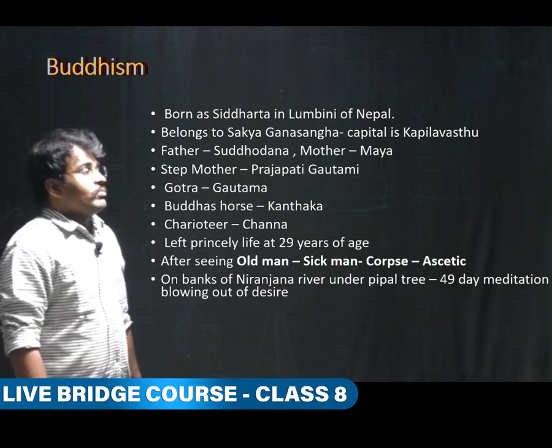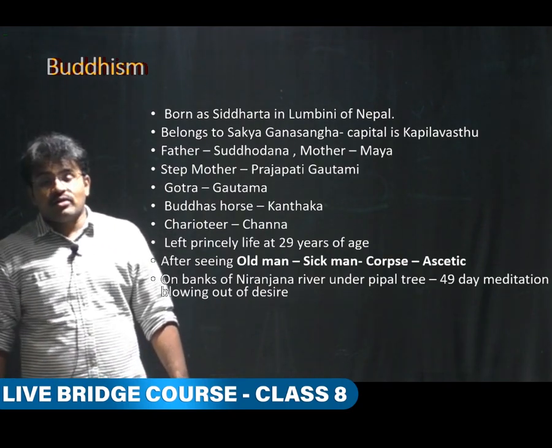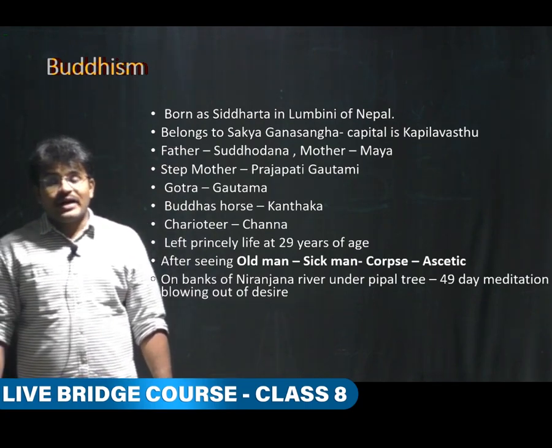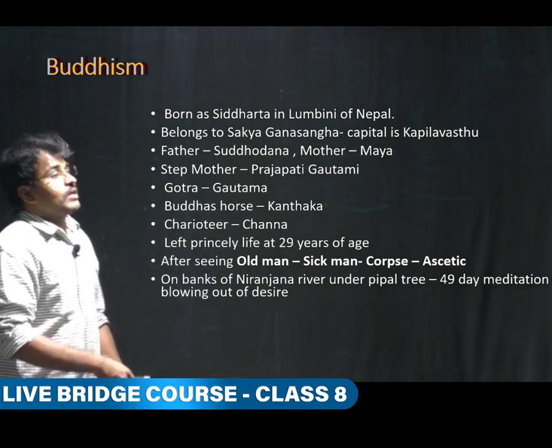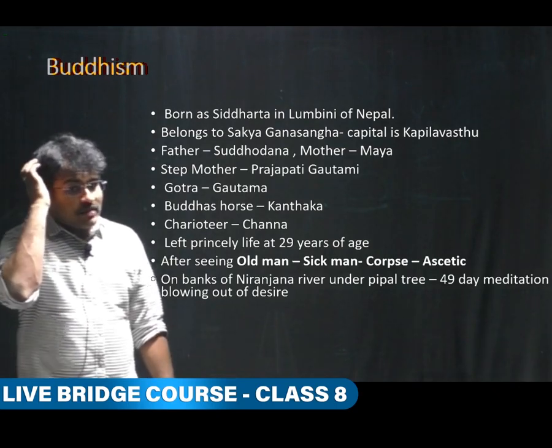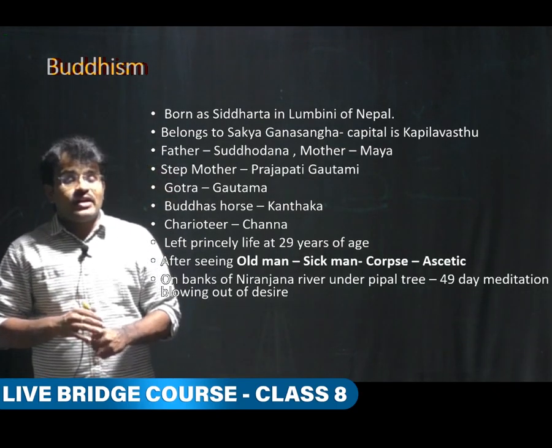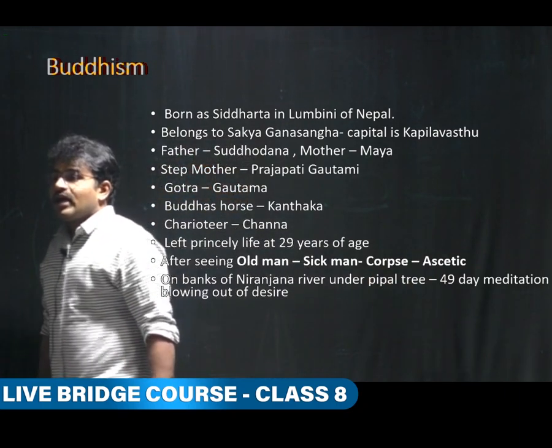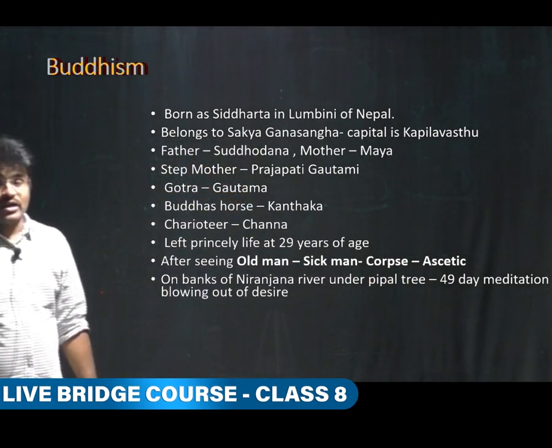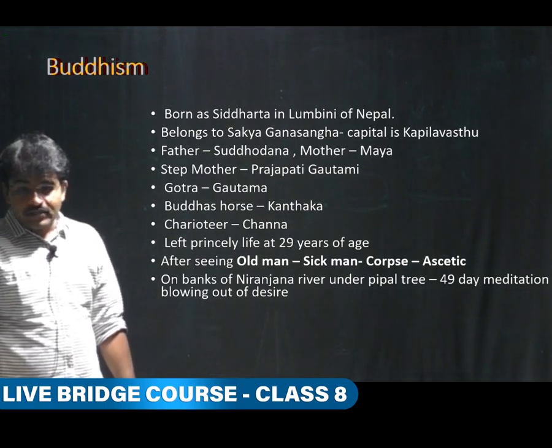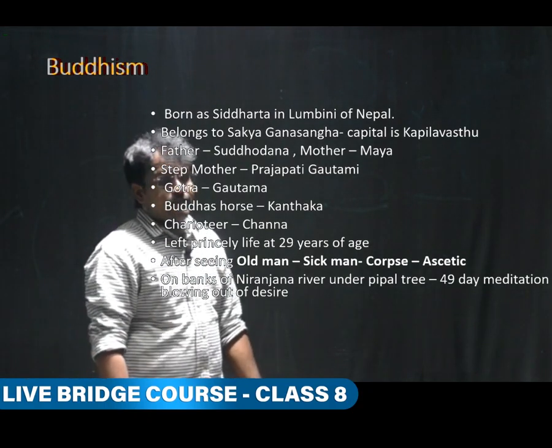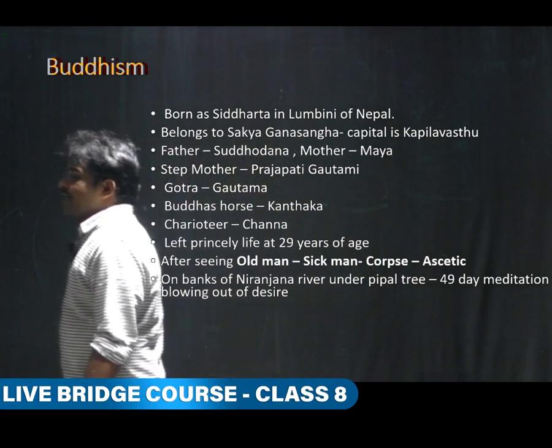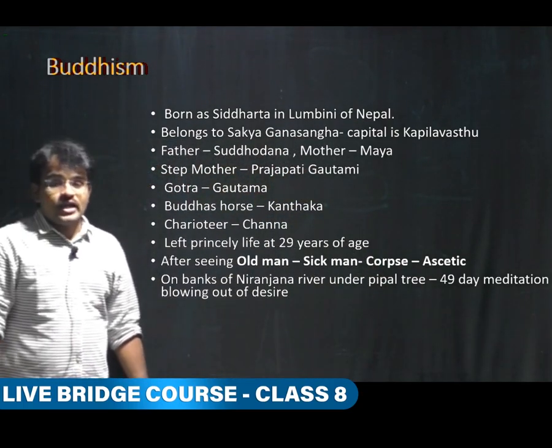By looking at the first three, he understands that whatever life he is leading right now is not permanent. He also will one day become an old man, he also will one day become sick, and he also will one day become a dead man. But when he looked at the ascetic, he thought that this saint has found something which is permanent, rather than the impermanent things that he is enjoying right now. So overnight he runs away from his palace and takes up monkhood.